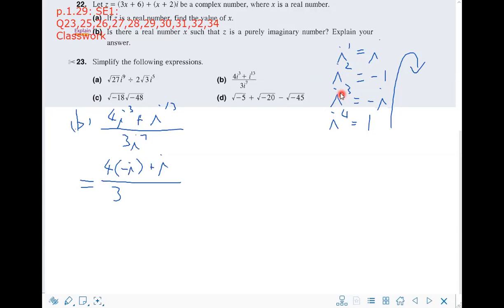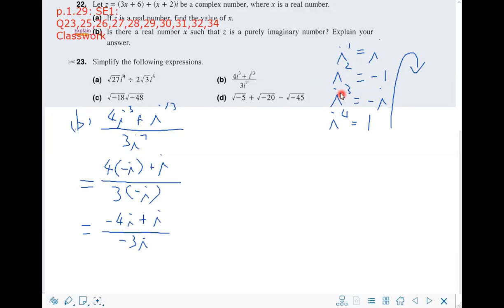But i cubed is actually equal to -i. So it is -i, okay? And then you just simplify. So it's -4i plus i, divided by -3i. And then the -4i plus i is a pair of like terms, so you can simplify the like terms first.